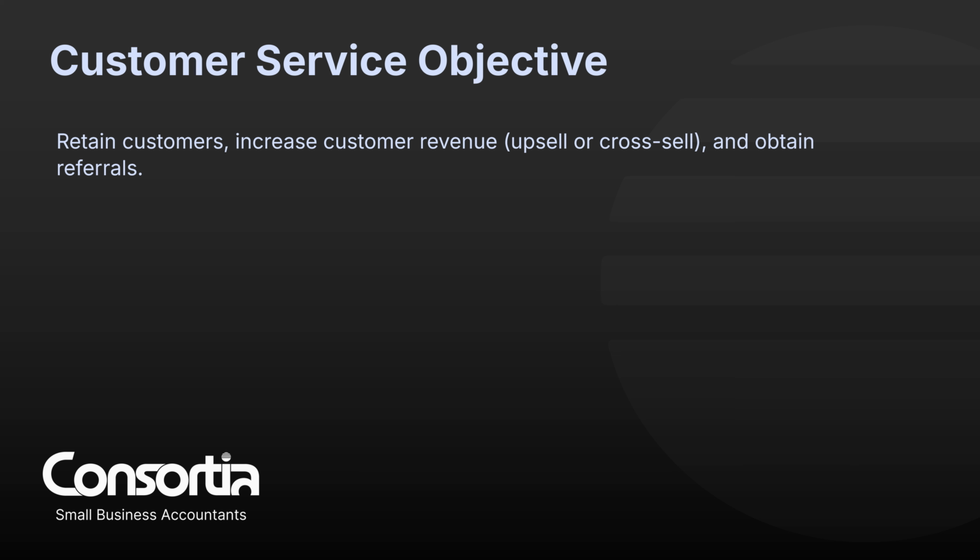Selling or sales objective is to convert prospects into customers. And therefore, the customer service objective is to retain customers, increase customer revenue, that is by upselling or cross-selling, and obtain referrals. So that's why they often talk about marketing and sales together. It's typically marketing and sales. And the reason why is because they work so closely together. Marketing generates prospective clients or customers. Sales closes the deal or turns them into customers or clients.